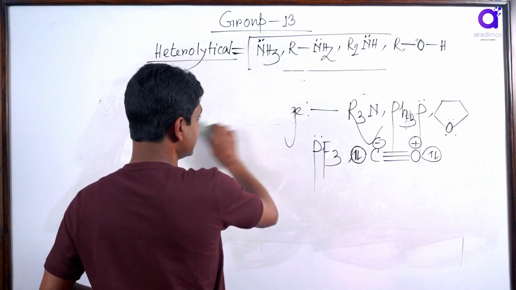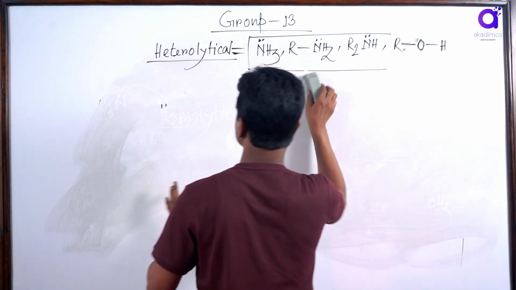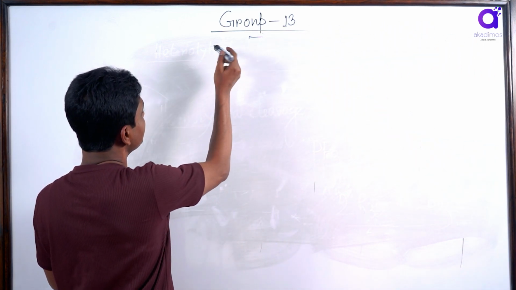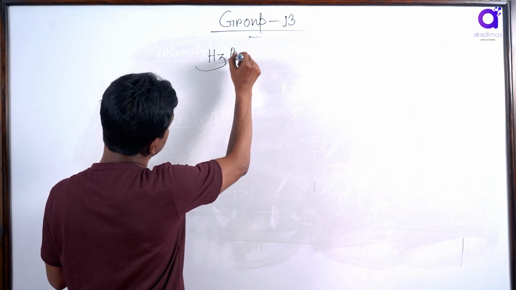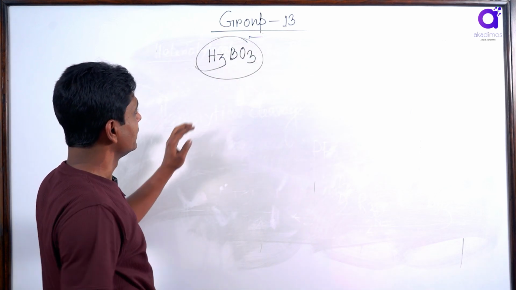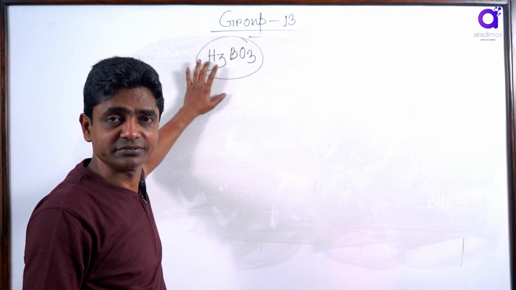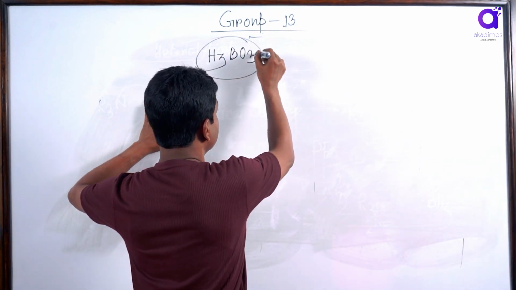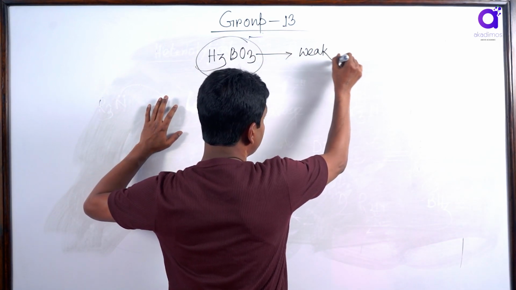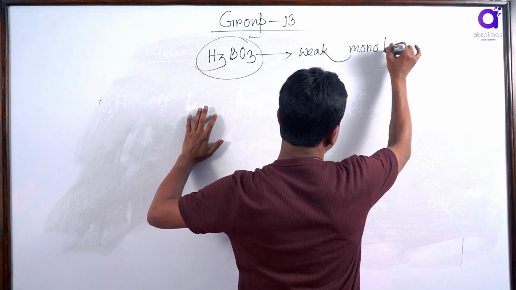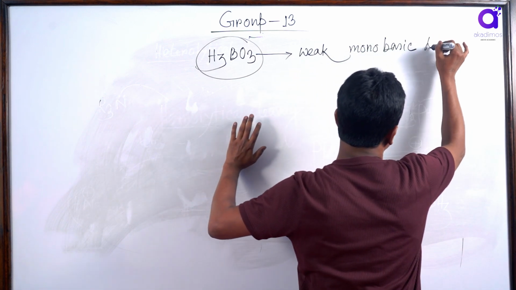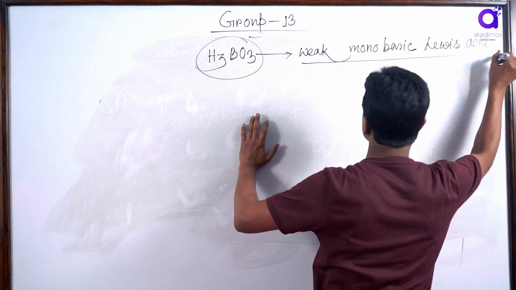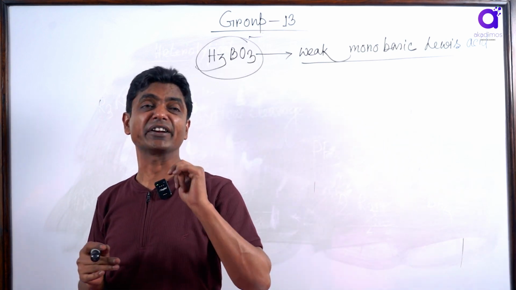Now I will discuss another topic in this part that is associated with boron. You know boric acid, H3BO3, an important part. Apparently there are 3 hydrogen, but it is a weak monobasic Lewis acid. See the term: it is a weak monobasic Lewis acid. How it is a weak monobasic Lewis acid, that I am going to show with the mechanism.